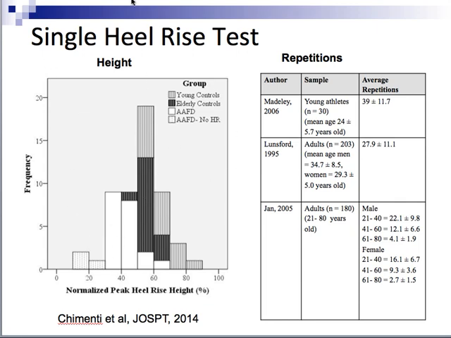So one thing you look at during the heel rise test is height, and it tells you about the functioning of the muscles themselves. Then we also look for repetitions. Here are 3 different studies that looked at the average number of repetitions. This is in young athletes, this study here in 2006. Here's a study of middle-aged people, 30-year-olds. And then here's a study that spans several spectrums of how they could do it. Essentially, young athletes are in the 40 range in terms of repetitions.